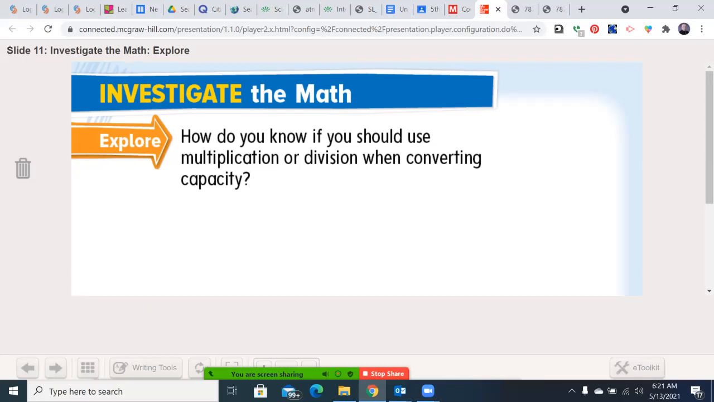How do you know if you should use multiplication or division when converting? Well, that one's easy. If I'm going from a bigger measure of capacity, like a gallon, to a smaller one, like quarts, I'm going to multiply because there are going to be more of them. Now, if I'm going from something smaller, like quart to gallon, then I'm going to divide because it's bigger, so there are going to be less of them. If you're going to have more, multiplication. If you're going to have less, division.